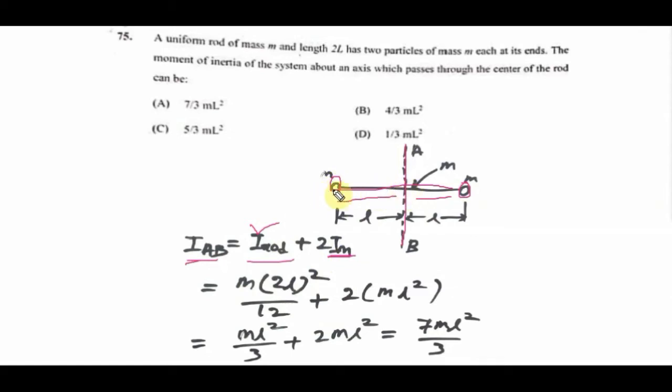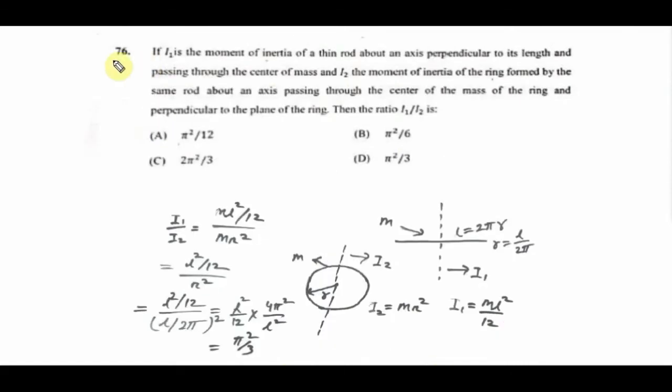So it will be of mass into the length square, so m into L square. Both are equal, so we have 2 times, so that equal to, this is 2L square, that is 4L square. So 4, 12, so it is 3 ml square by 3 plus 2 ml square, that equal to, by adding these two, we have 7 ml square by 3. So option A is the correct answer.